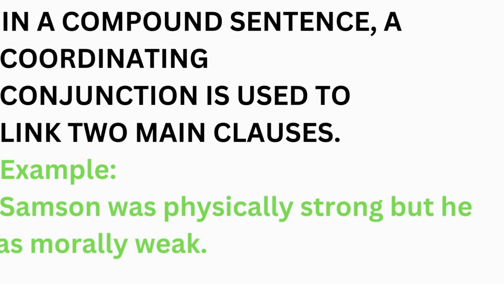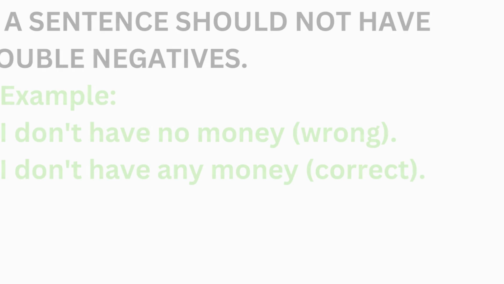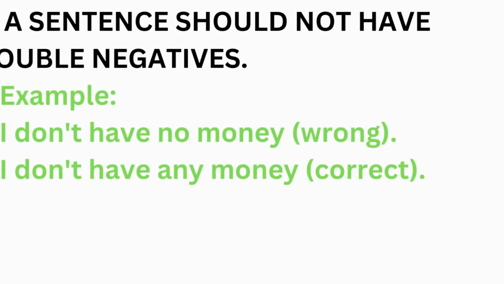Let's now move on to rule number 9. No. We're going to look at rule number 8. We just finished rule number 7. Now, rule number 8, a sentence should not have double negatives.